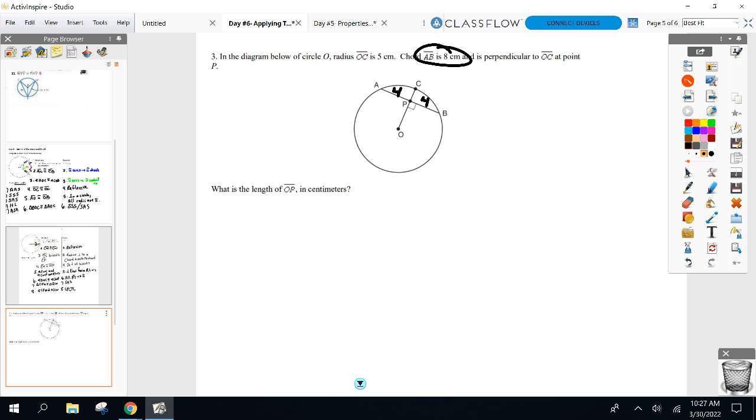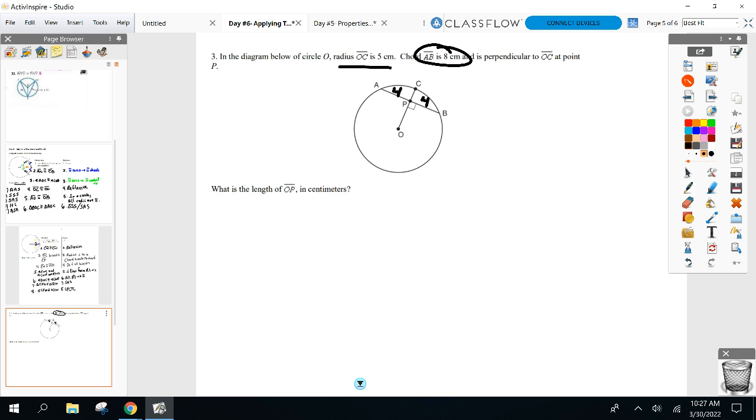How are we going to figure out OP here? Radius is 5. What if I happen to draw in another radius? Is there another place I could draw a radius that might help me find what OP is? Because I already know the length. That might help me find the length of OP. Suggestion, Carter: you could draw it to OP, or OA, right? I could draw it to O.